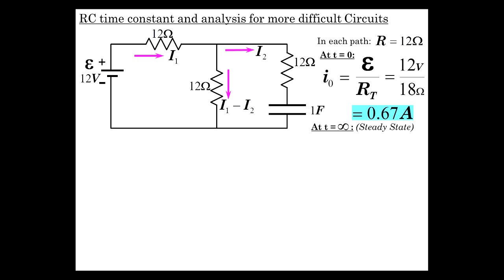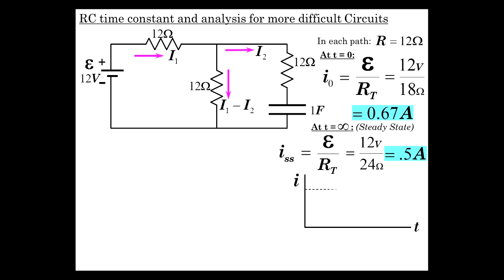Now later, much later, steady state conditions, t equals infinity, that current is going to be based on not this side, because this is open, no current flowing over here, just these two in series. 12 over 24, half an amp. So we can actually graph the current at this point. The current in the circuit varies between the initial and the steady state, and it looks like this. So that is graphing the current from the point of view of the source, not over here on this branch. We'll figure that out momentarily.